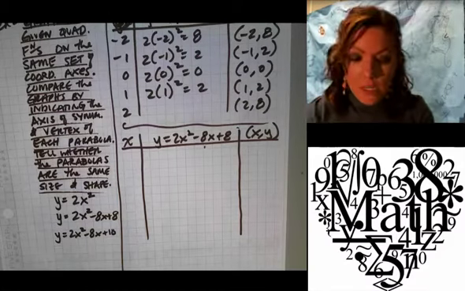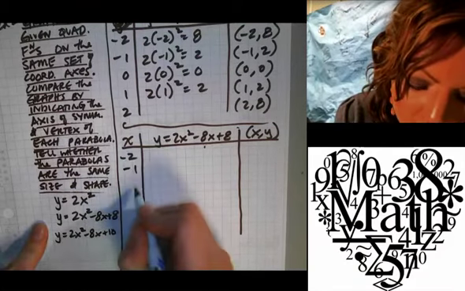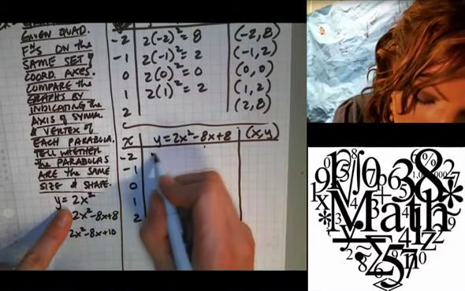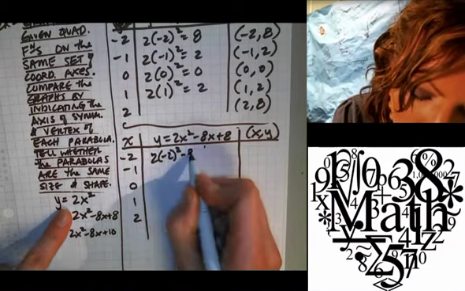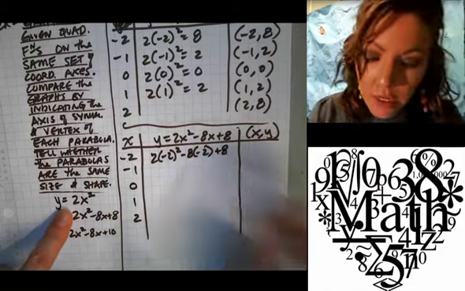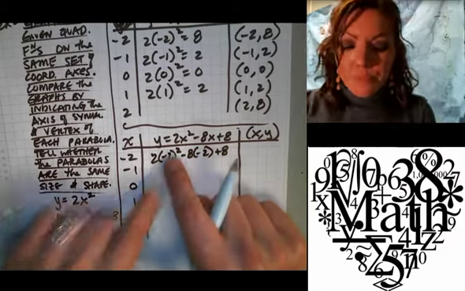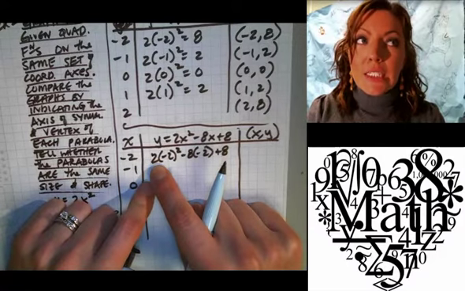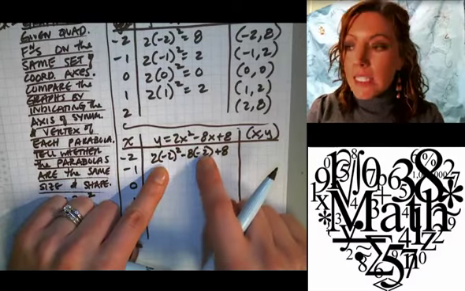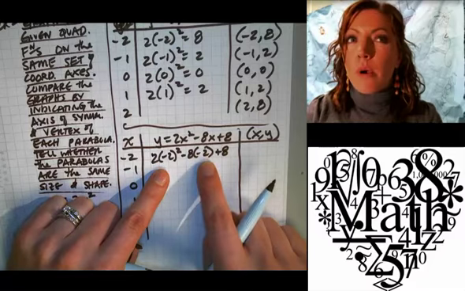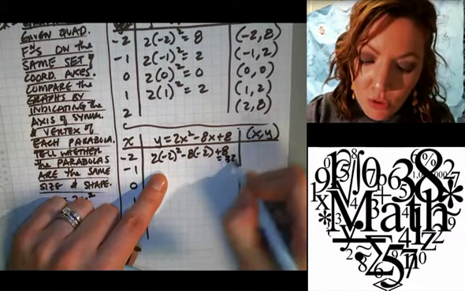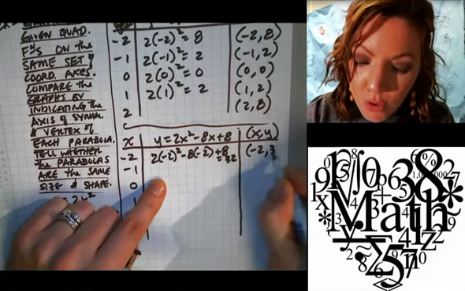Okay, so -2, -1, 0. Start with these points. So 2 times -2 squared minus 8 times -2 plus 8. We're going to do this in our heads. -2 squared is 4. 4 times 2 is 8. 8 plus 16 is 24, and 24 plus 8 is 32. So this first coordinate is -2, 32.